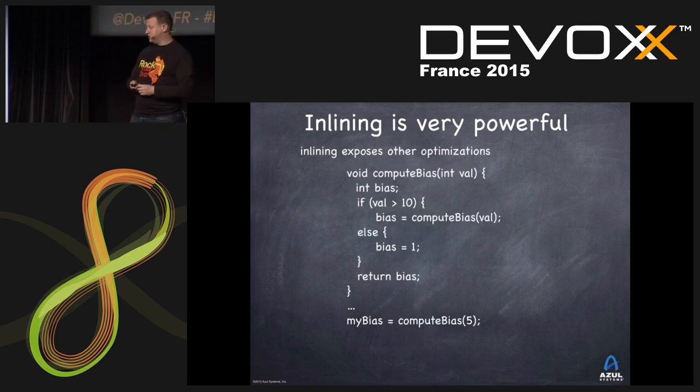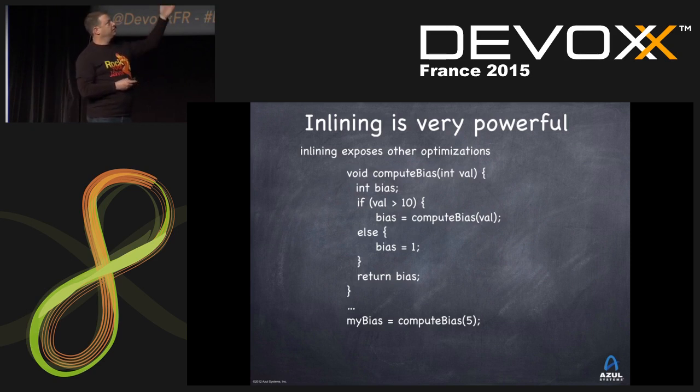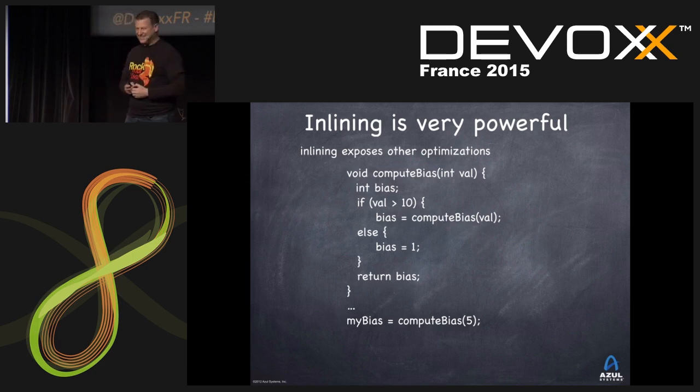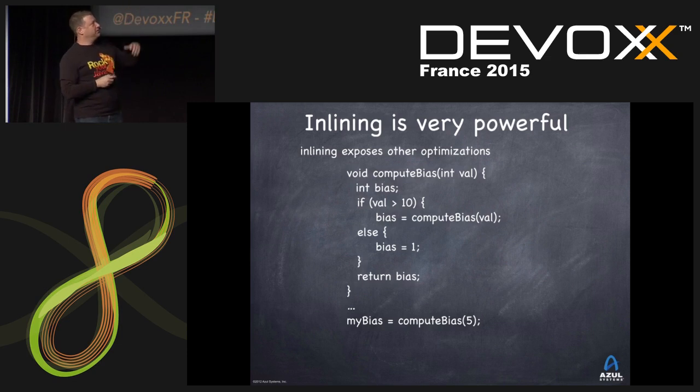Inlining is very powerful because you can use it to combine things. So for example, if we take this right there and take the compute bias method altogether, right? And actually, I think I made this accidentally recursive. But ignore that little faux pas. Imagine that the compute bias in there is a different compute bias. So you're calling the outside method here with a constant.